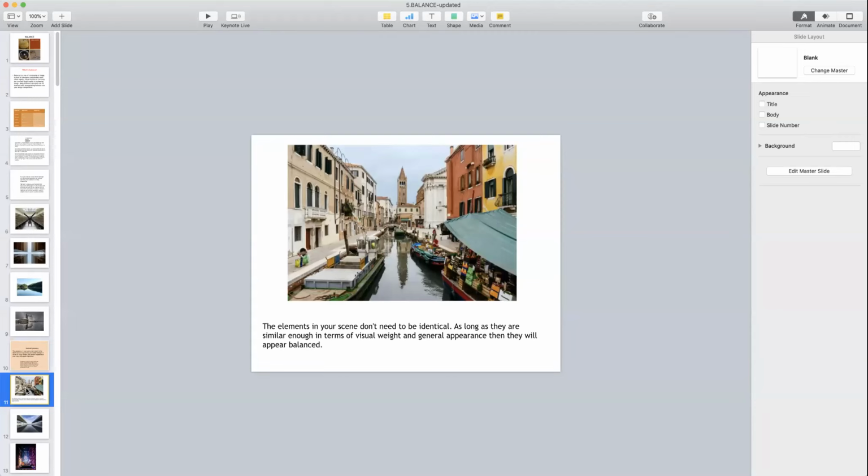ऐसा नहीं है कि right side में एक road जा रहा है और वहां पे बस चल रही है, ऐसा नहीं है. तो सेंटर से अगर आप इसको काटते हैं, so it looks the same on both sides. So the elements in your scene don't need to be identical as long as they are similar enough in terms of visual weight and general appearance, then they will appear balanced. तो इस फोटोग्राफ को आप बैलेंस बोलेंगे? Yes. क्यों? क्योंकि it is a symmetrical photograph which has similar objects when you cut it from the center to the left or right.